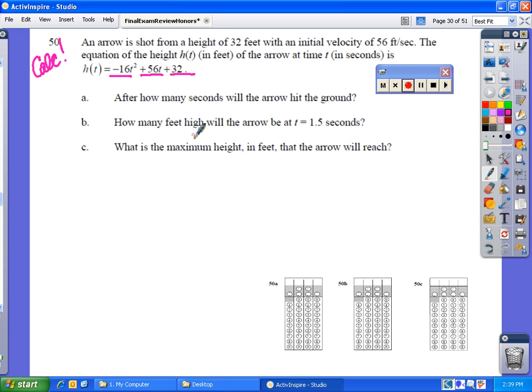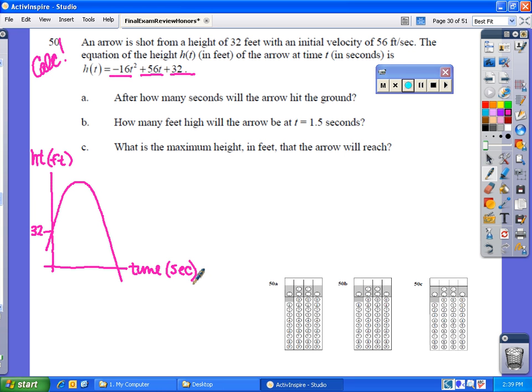We'll do a quick sketch just to show what we are expecting here, and that is that the arrow is going to go up and eventually come down. Notice it starts at an initial height of 32 feet. We can label the axes, height for the dependent variable in feet, and time in seconds for the independent variable.